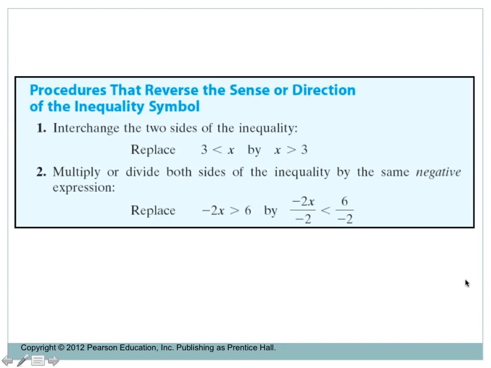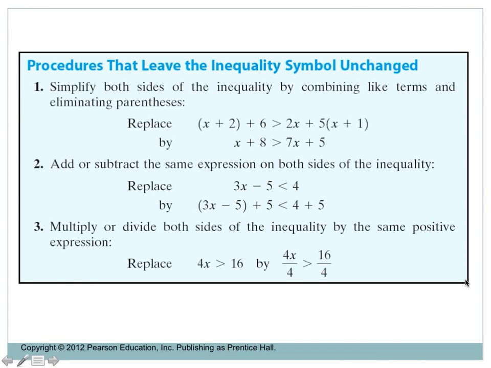Okay, so some procedures that leave the inequality symbol unchanged. Simplify both sides of the inequality by combining like terms and eliminating parentheses. So you can always combine like terms, get rid of parentheses, distribute, that sort of thing. You can add or subtract the same expression on both sides of the inequality. So for example, you could add 5 to both sides if you'd like. And you can multiply or divide both sides of an inequality by some positive number without changing anything.